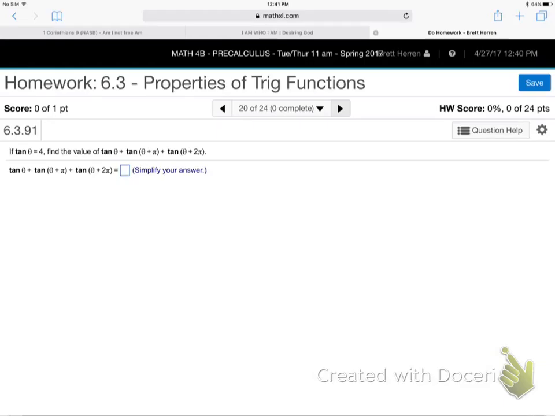So the same idea. Tangent is 4. They're saying right there, hey, tangent is 4. Tangent is some angle theta. I don't even know what theta is, but they're telling me it's 4. What's going to happen when you add pi or add 2 pi? Remember, tangent recycles every pi. So it's just going to do the same thing. These are all going to be 4. Answer's 12. We're done. Right?